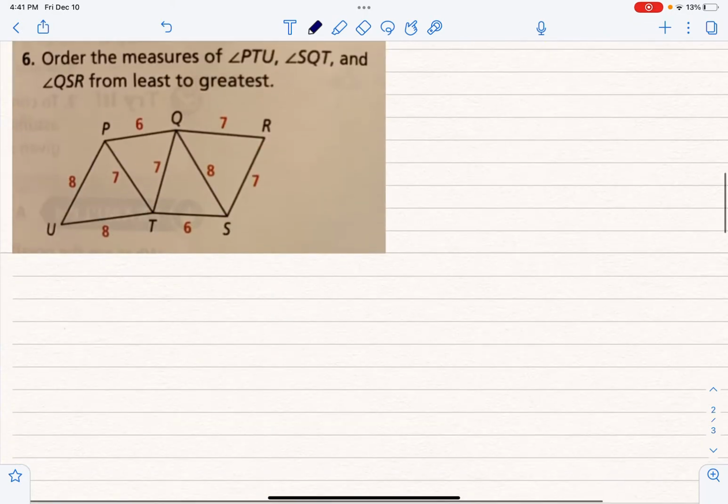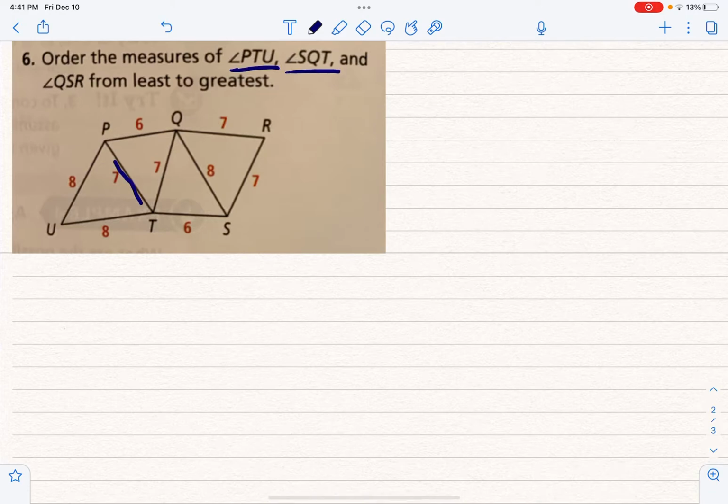All right, next one. So in this one, again, all sorts of crazy. So really, you just got to look for these angles. Angle PTU is right here. Angle SQT is right here. And then angle QSR is right here. Now notice, each one of those angles is created by one leg that's 7 and one leg that's 8. One leg that's 7, one leg that's 8, one leg that's 7, one leg that's 8. So all of those angles are created by the same size legs.